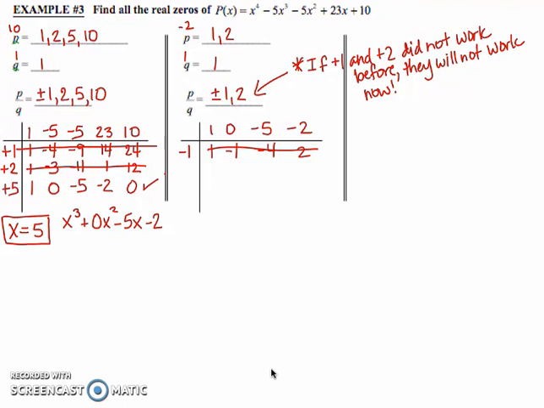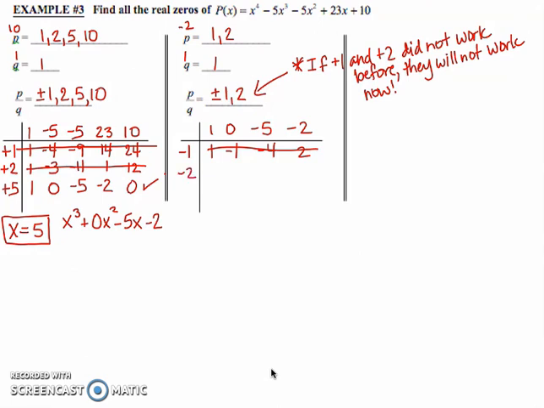Notice that I added this note over here that for my P over Q's for my new polynomial, they're plus or minus 1 and 2, but I already tried positive 1 and positive 2 in the original polynomial, and if they didn't work before, they will not work now. So that's why I started my synthetic division with negative 1. Okay, so I really only have one left to check, and that is negative 2.